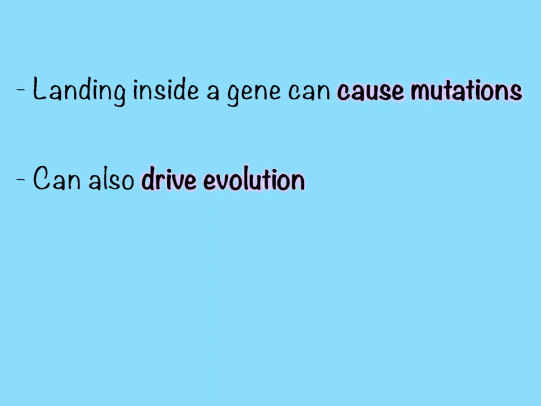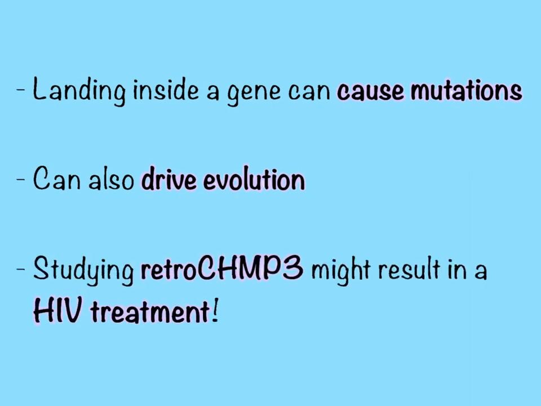This imperfect copy, known as retro-CHMP3, might actually inhibit HIV from spreading. They believe that they can design strategies that mimic retro-CHMP3 activity in human cells and thus block HIV replication. Jumping genes might hold the cure to HIV and other viruses.